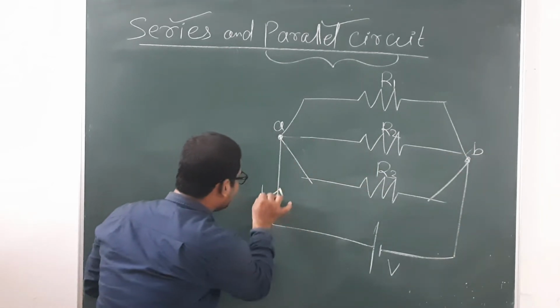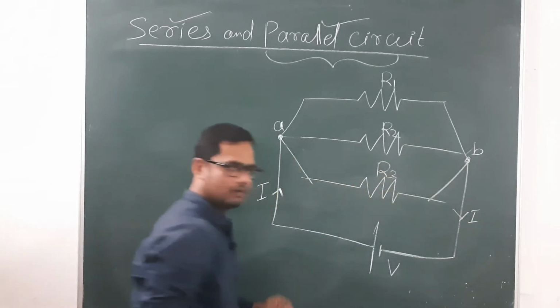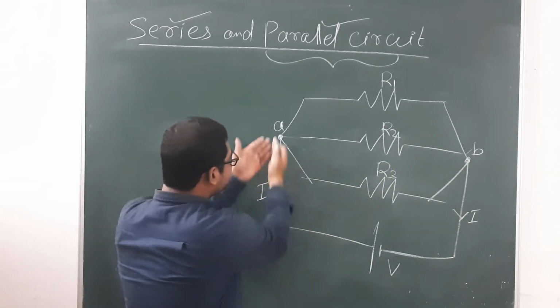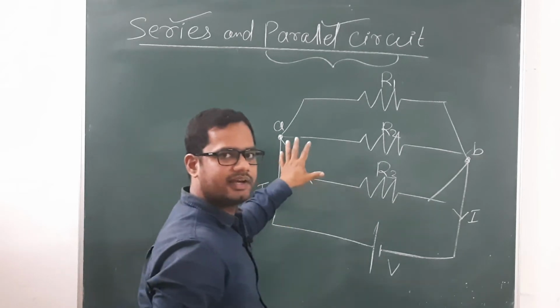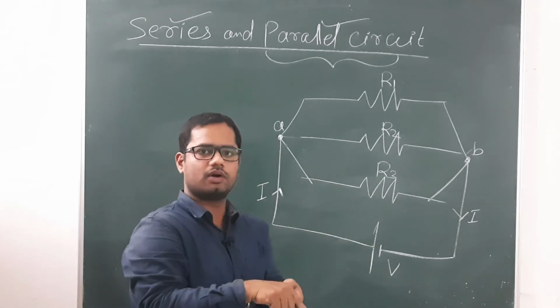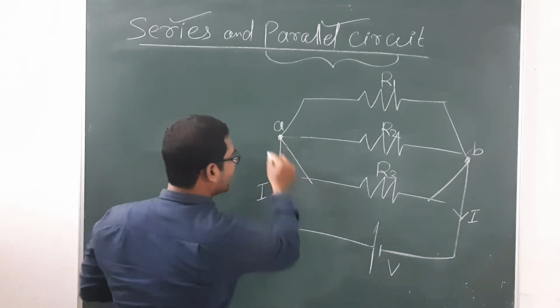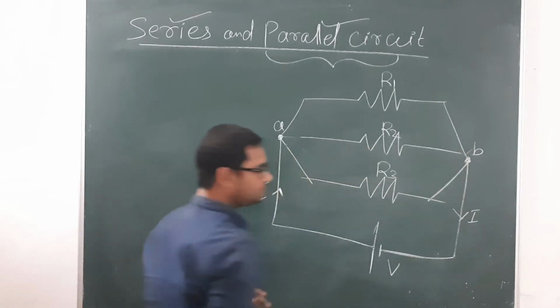Okay, so here the current I will be equal to the current I here. Got that? Whatever the current is there, it has been covered in your KCL, meaning the incoming node current will be equal to the outgoing node current. So whatever the current is there, the same current will be there.